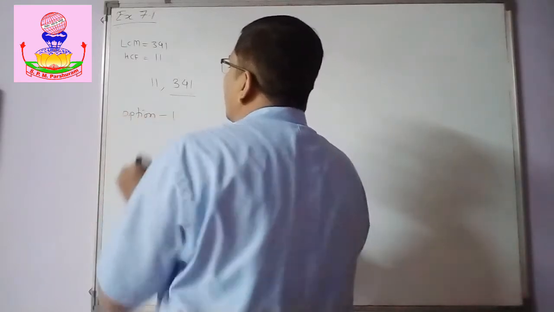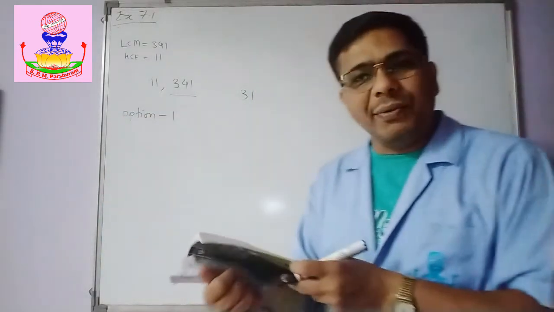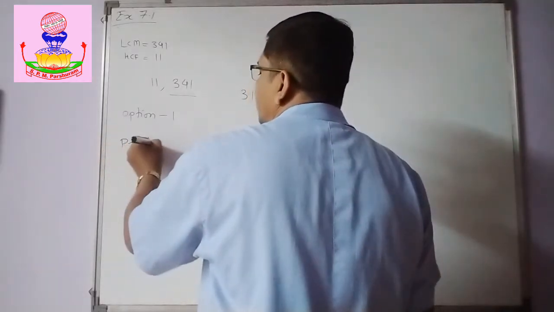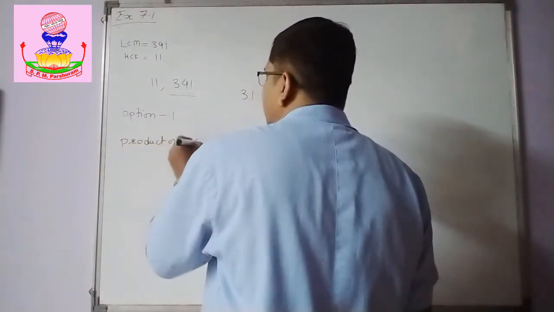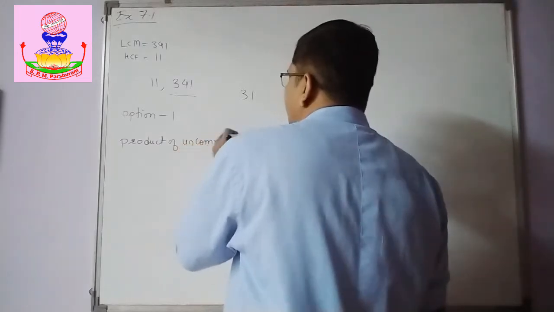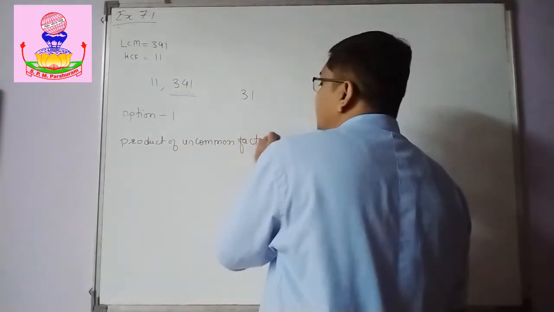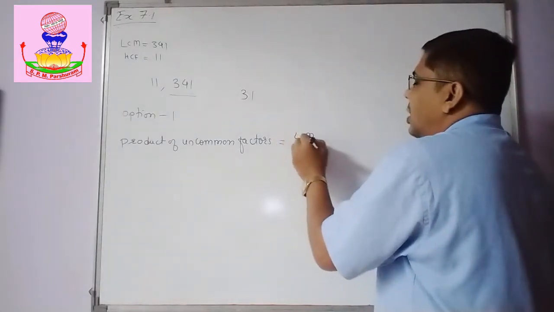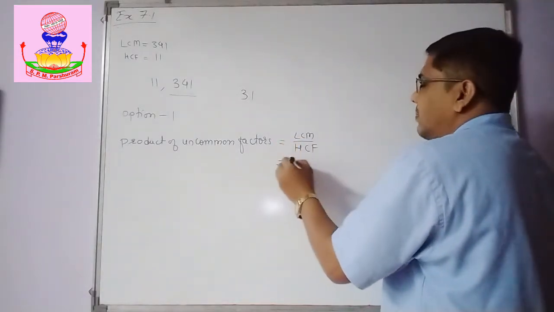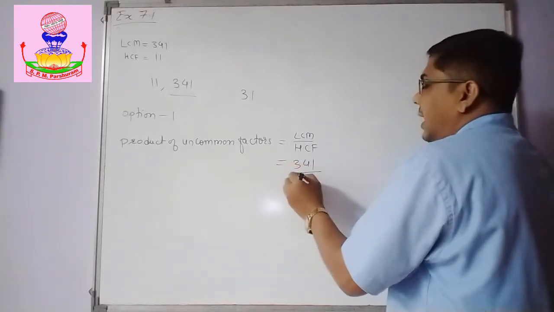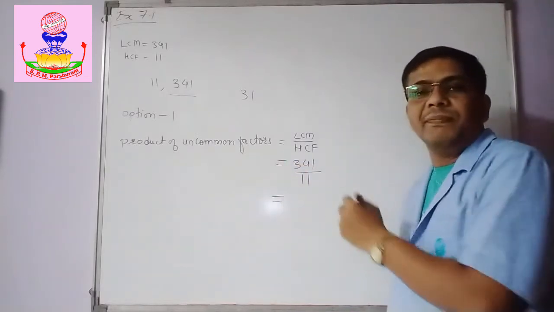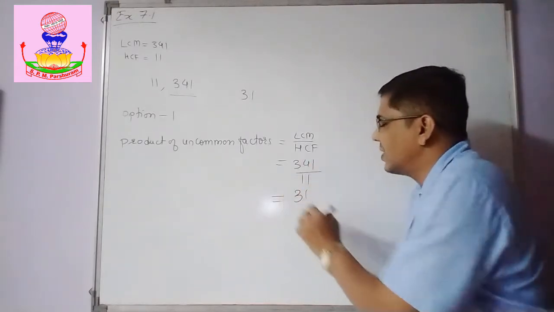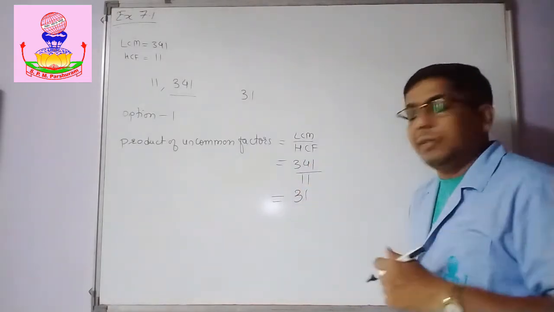Option 1. Now there is another way also to find this. I have told you about the product of uncommon factors. Now here it was easy, so we have used that method. But here you can go by this method. Product of uncommon factors is equal to LCM upon HCF. What is LCM? 341. HCF is 11. So 11, how many are 341? 31.